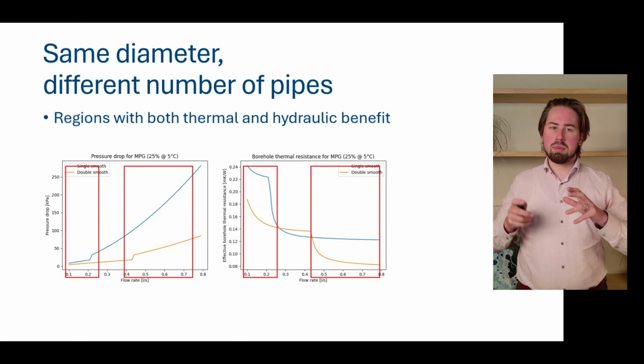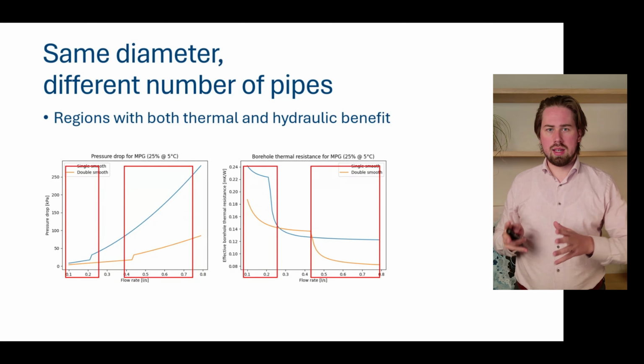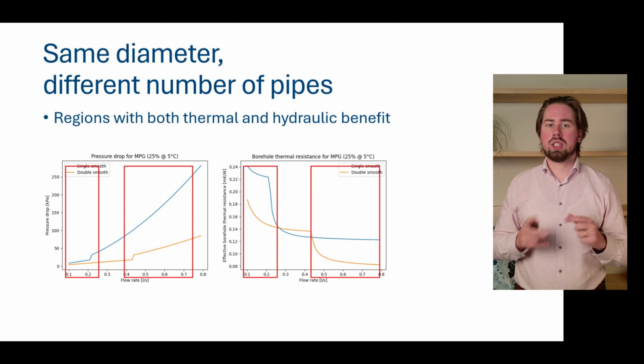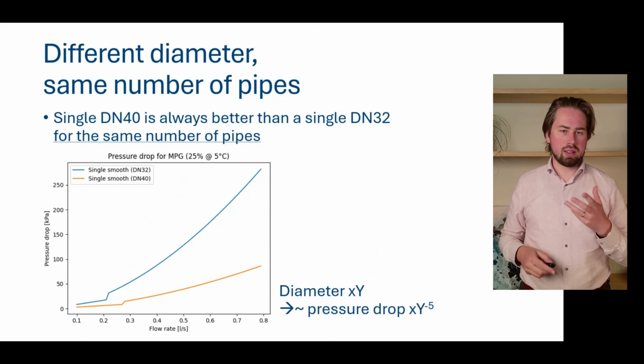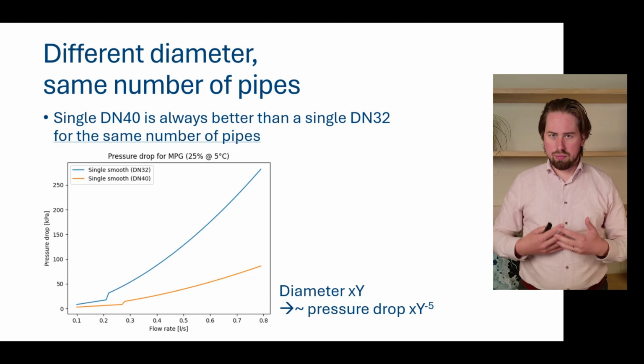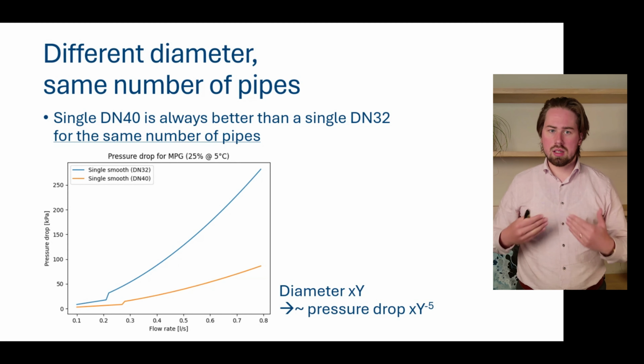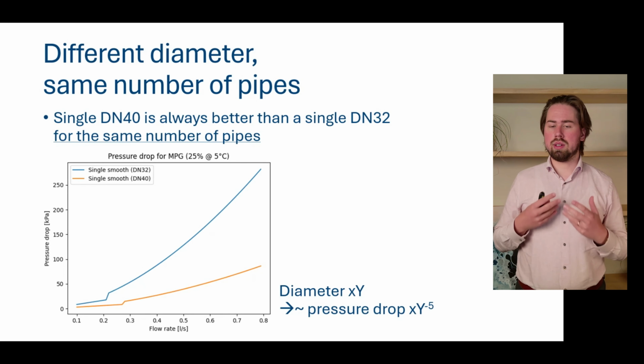Now, let's keep the number of pipes the same, both a single U, and let's change the pipe diameter. And that you see here. We now compare a single DN32 with a single DN40. And what you see is that our DN40 has, again, always a lower pressure drop, and significantly lower.